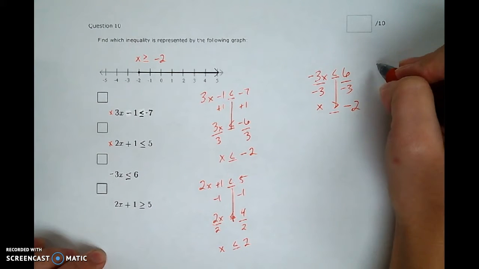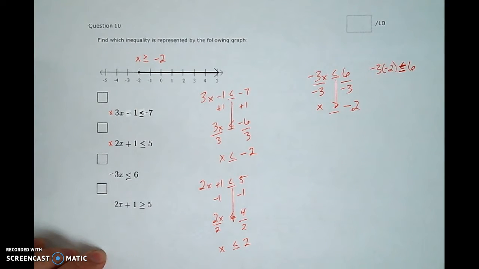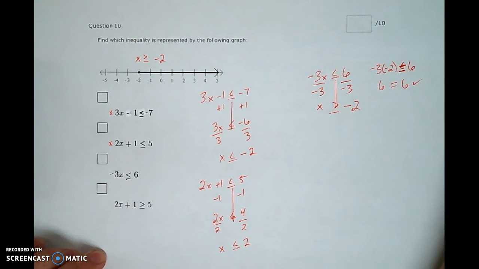First I'm going to check my number part. So I have -3 times -2 is less than or equal to 6, or I'm sorry, is equal to. We want to change that to an equal sign on this part. So I know that -3 times -2 gives me 6. Is 6 equal to 6? It sure is, so the number part's correct.